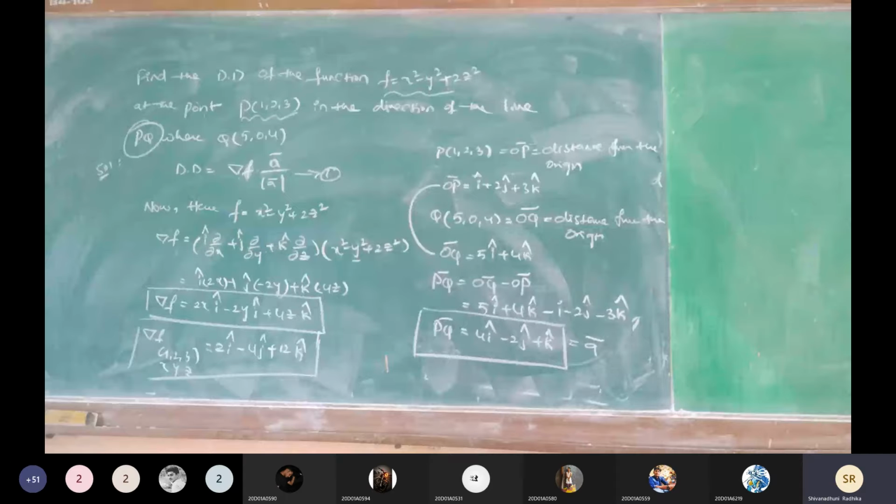So modulus of A bar is equal to what here? Under root of 4 square, 16, plus minus 2 whole square, 4, plus 1 square. 16 plus 4, 20, plus 1, so that is root 21.